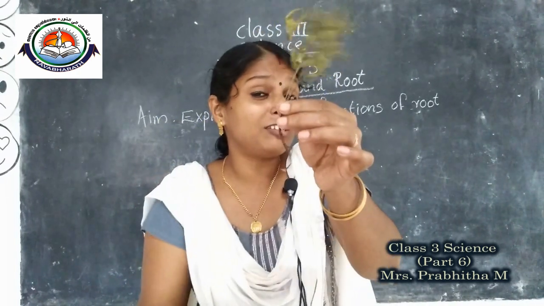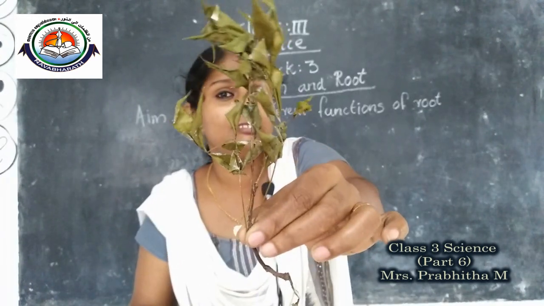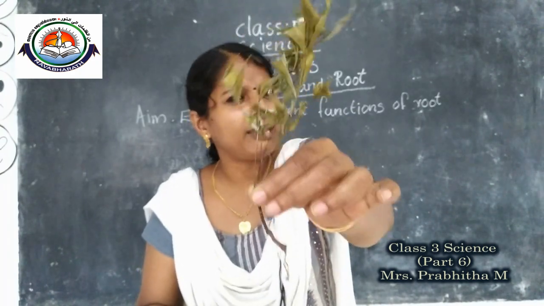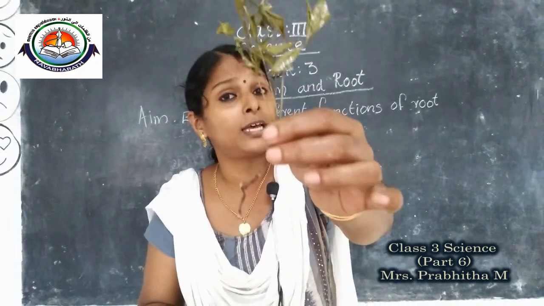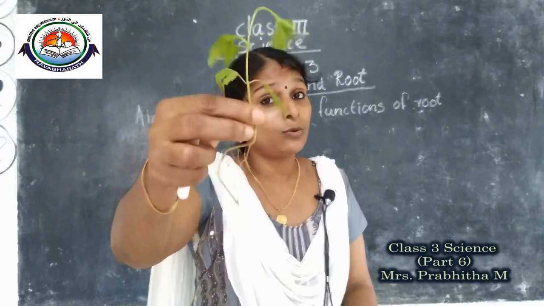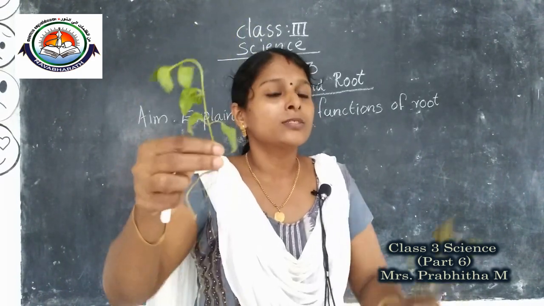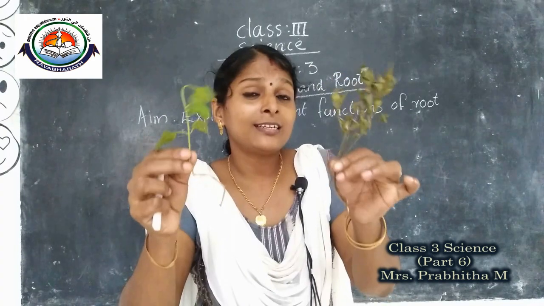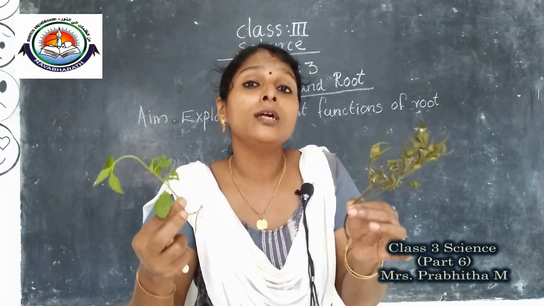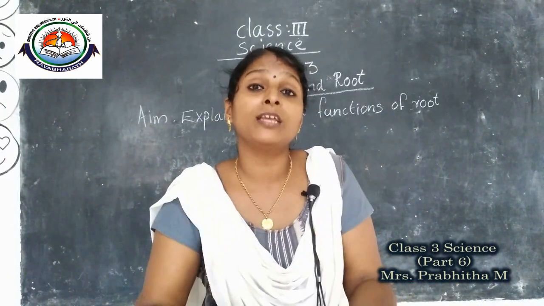Yes, we can find that this plant do not have root, right? Then what is the condition of this plant? Yes, this plant look like it died, isn't it? It died because it did not have root. But this plant is looking very fresh, because it have root. So from this what we can understand? No root, then plant cannot live. Plant will die because root is taking something from the soil.